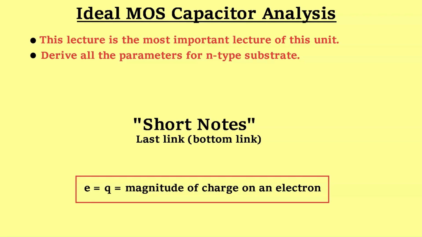Don't get confused by the symbols E and Q, as sometimes I have used the symbol E and in the short notes I have mostly used the symbol Q, but both these parameters represent exactly the same thing, which is magnitude of charge on an electron.